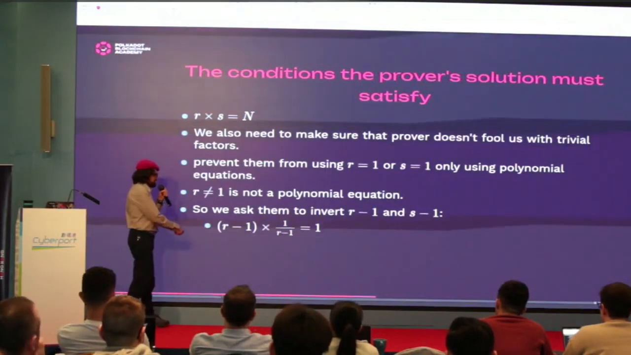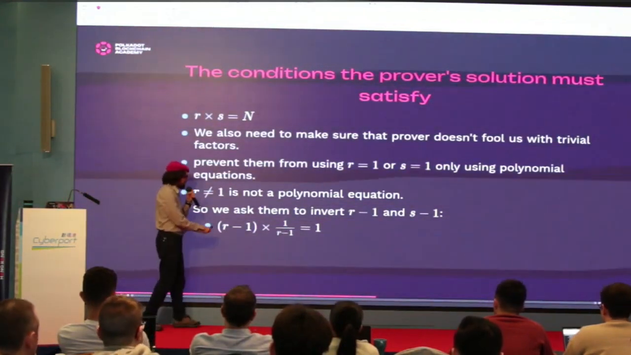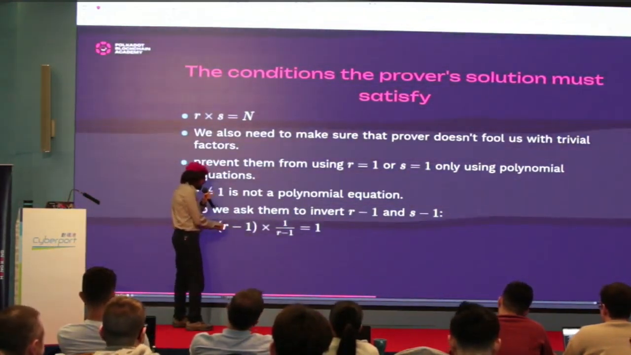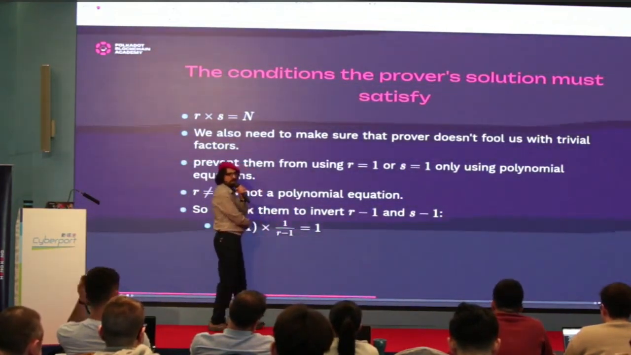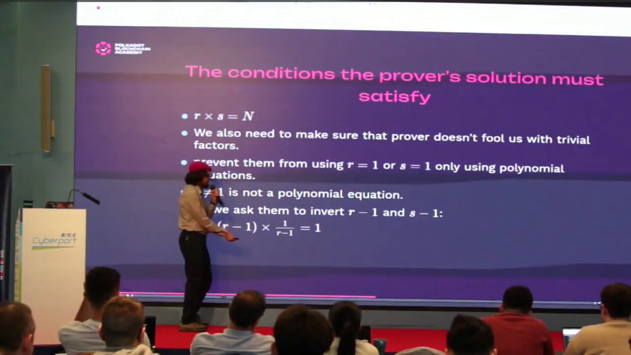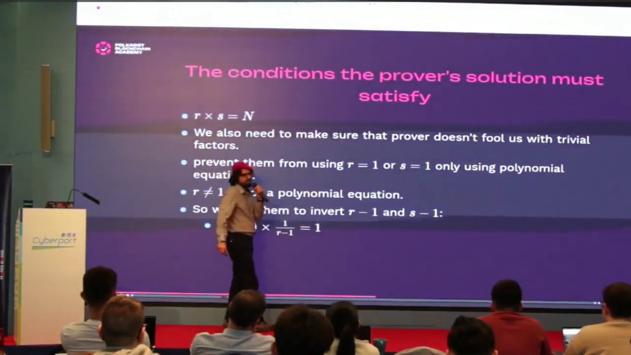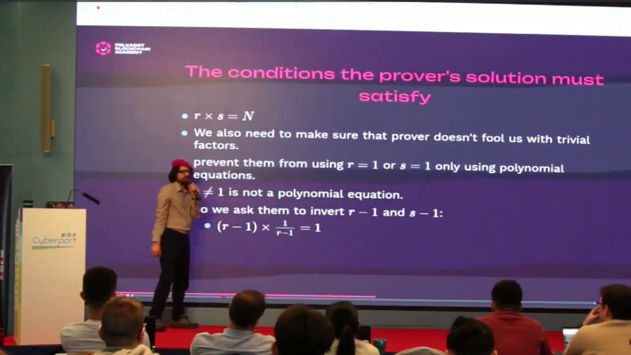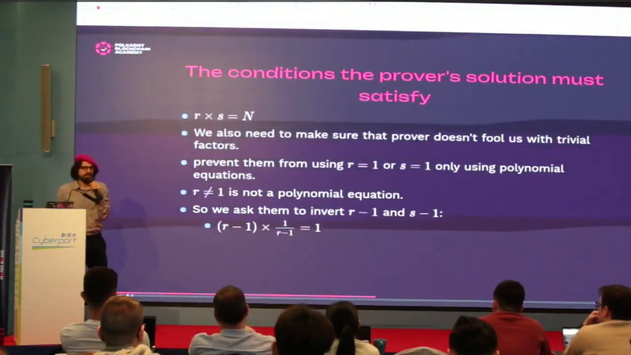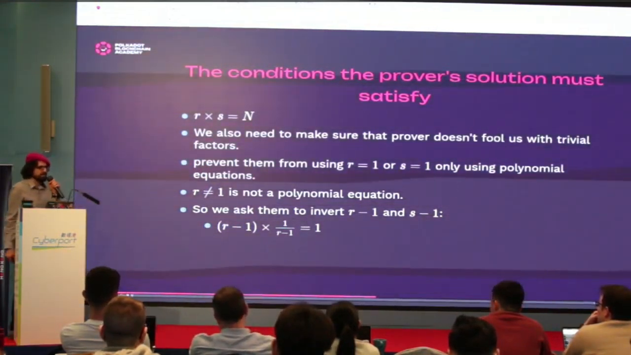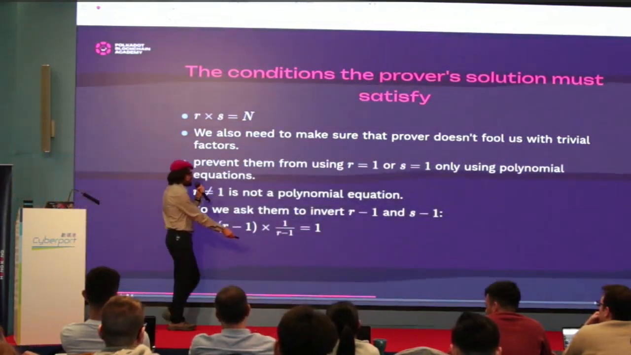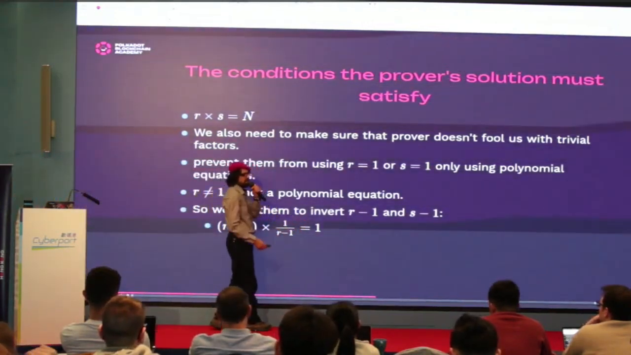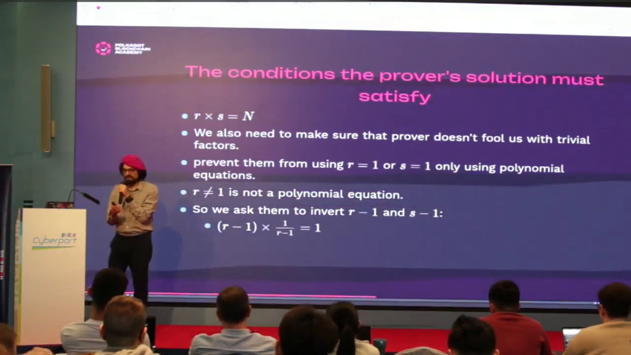So this is the condition I'm putting. I say, put R minus 1 here and multiply it with some number that you know, which is not hard for them if they actually know R, they can invert it, and then this polynomial should hold. It should be equal to 1, right? And if they were cheating and R was 1, then R minus 1 becomes 0, and no matter what number they put here, they never get 1, and they fail to generate that big polynomial.